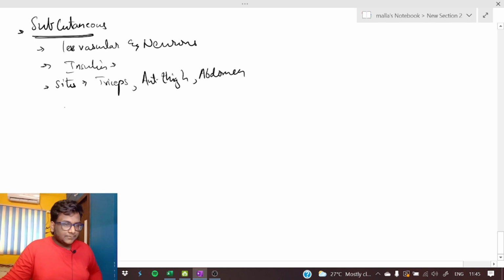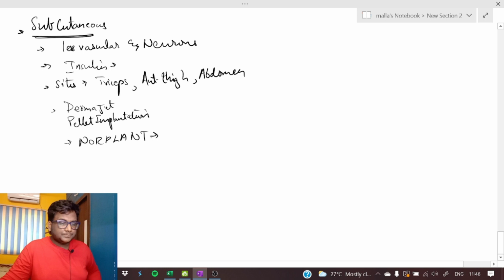And the special forms of subcutaneous are dermajet and pellet implantation, and the most common one is Norplant. It is like a birth control implant.